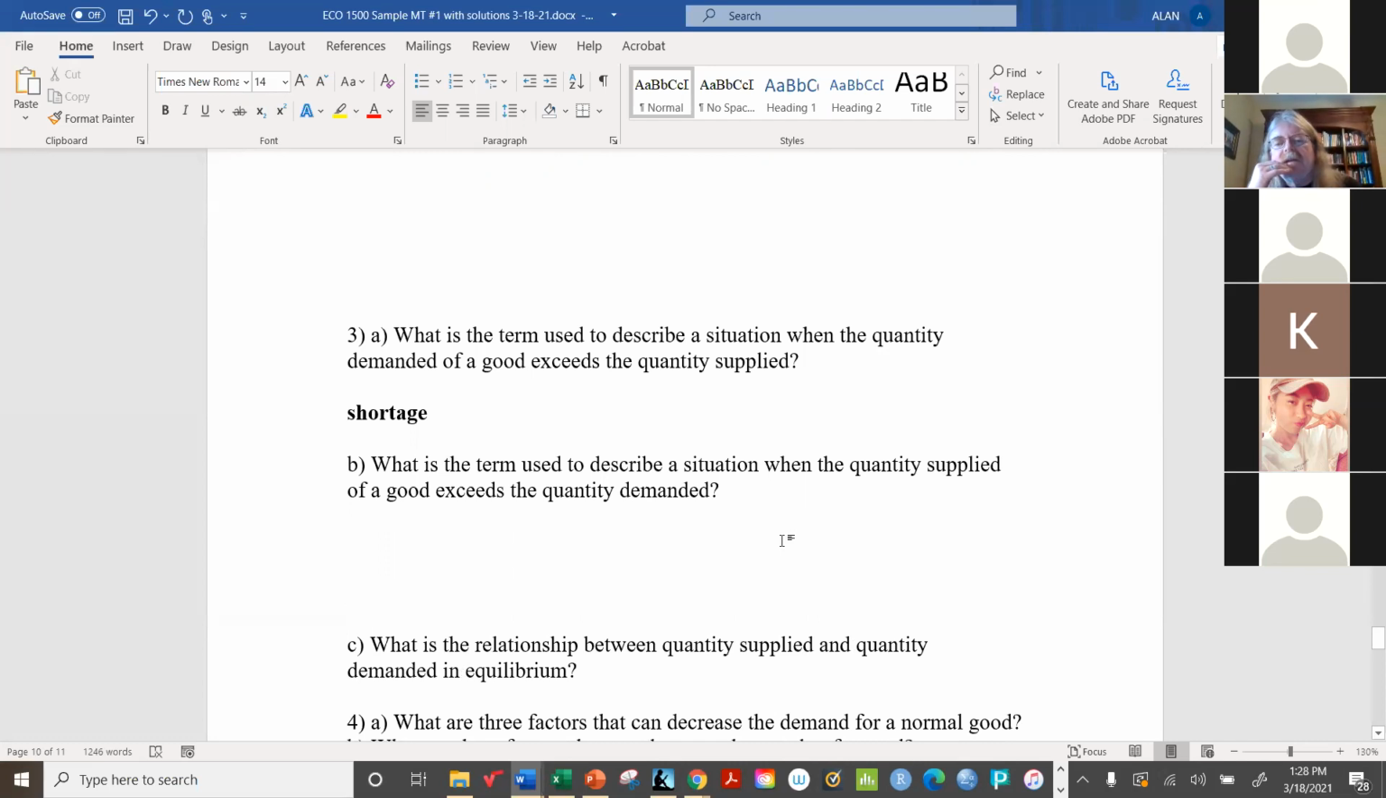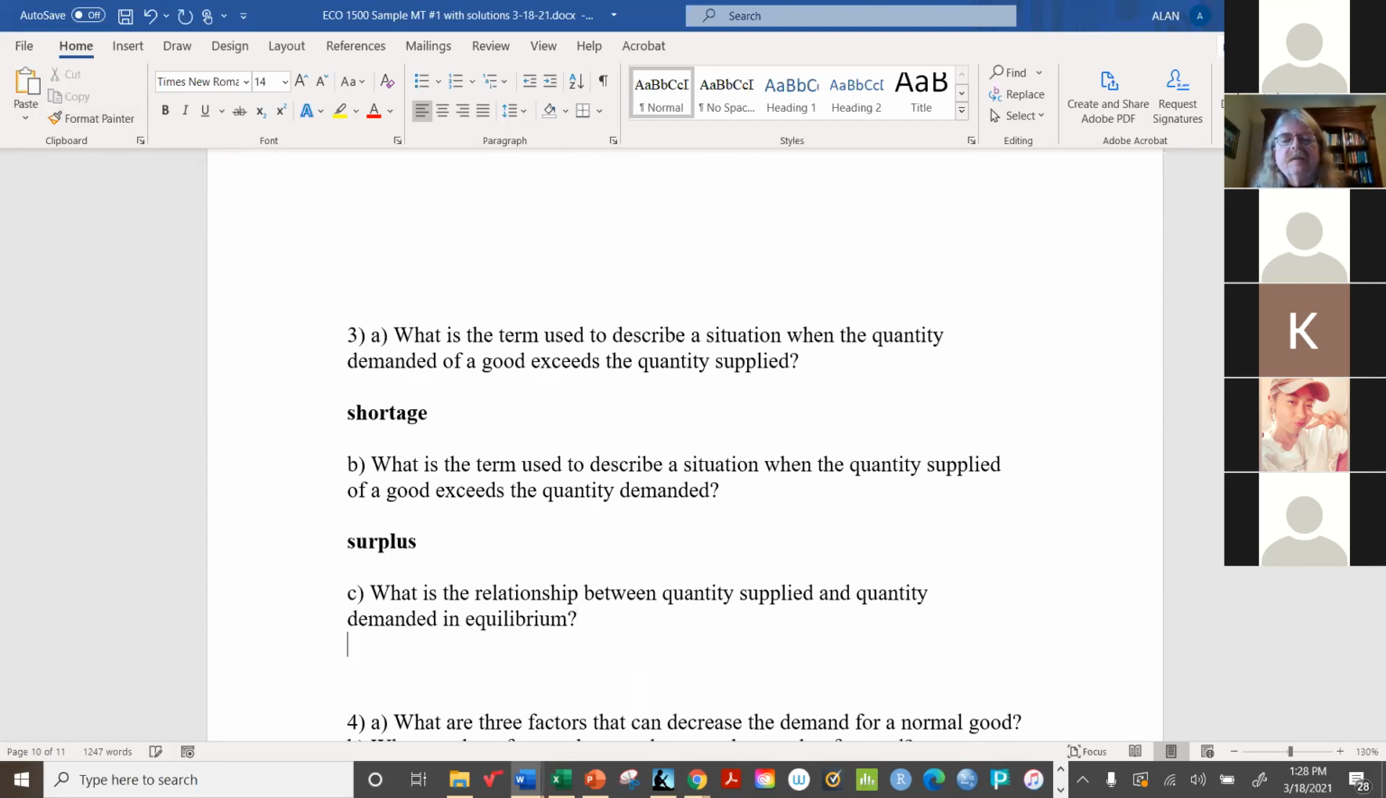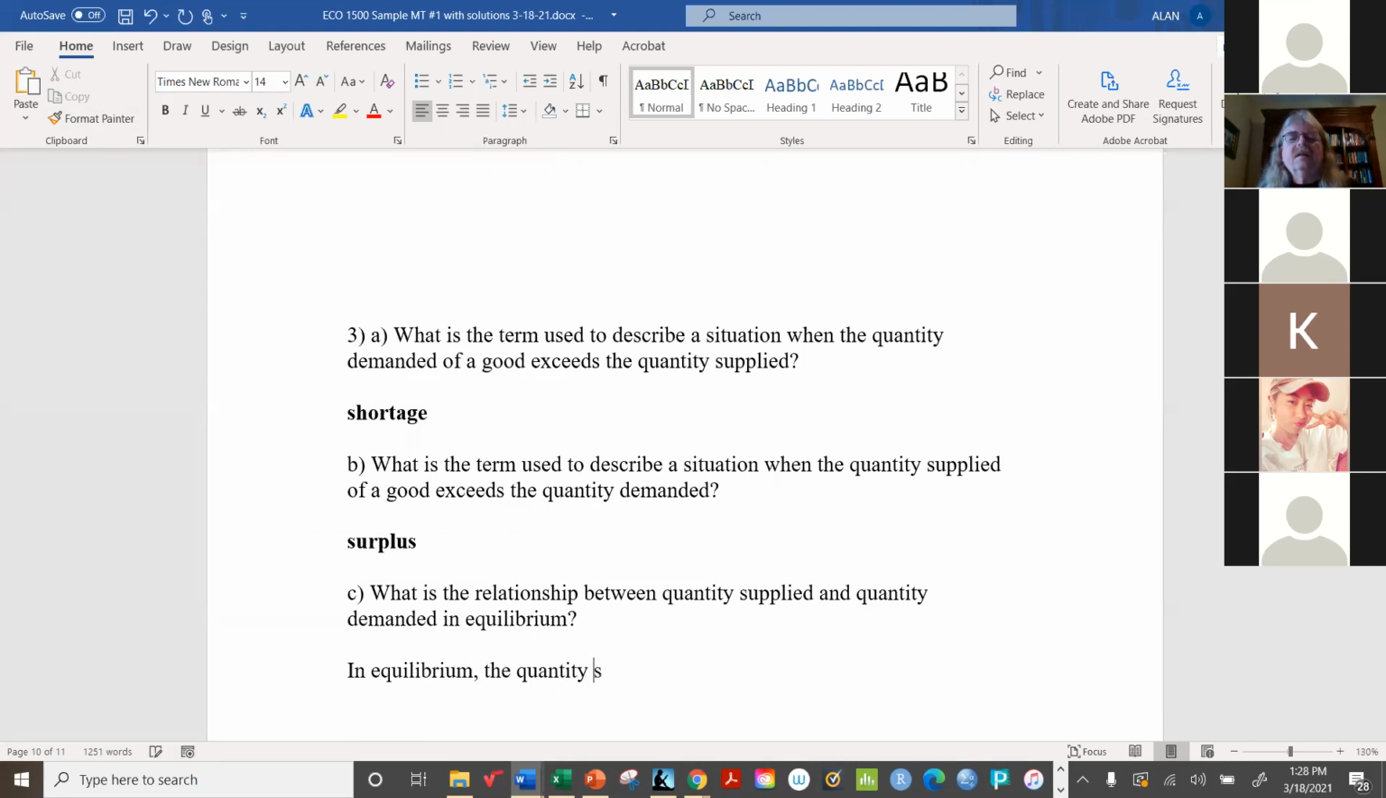And then we have the quantity supplied exceeds the quantity demanded. This, of course, is a surplus. And oh, look at this one. What is the relationship between quantity supplied and demanded in equilibrium? In equilibrium, the quantity supplied of a good equals the quantity demanded. That's what equilibrium means. All right, so we could draw a picture if we needed to, but it shouldn't be necessary here.